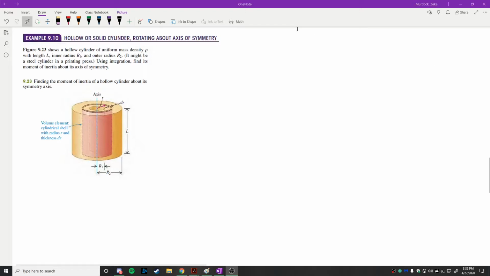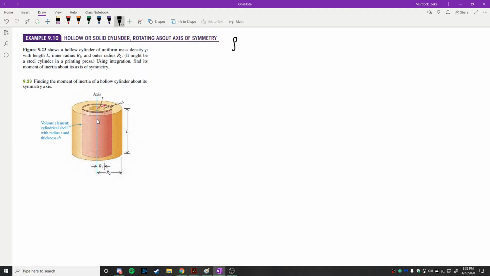Okay, this is hour 2 for Physics 1A, and we're now going to look at some more moment of inertia calculations. This one that we're going to look at now is a hollow cylinder that's rotating about its axis of symmetry, which is to say an axis that goes up and down like this. So we have a hollow cylinder with a uniform mass density rho. Okay, rho is uniform. With length L, inner radius R1, outer radius R2.